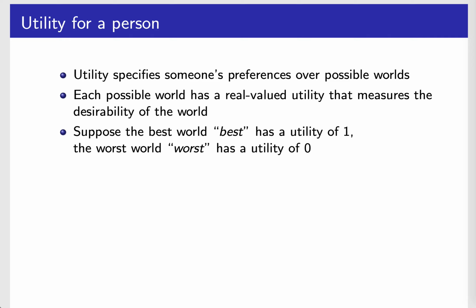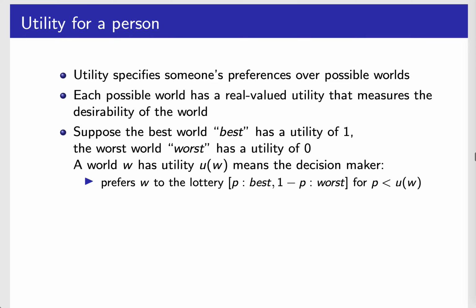And the worst world, which we're going to call worst, has a utility of 0. For any other world W, we define the utility with these properties. We look at a lottery where with probability P you get the best, and with probability 1 minus P you get the worst outcome. Of course, if P is close to 1, this gets better and better. As P gets close to 0, you get close to the worst outcome.